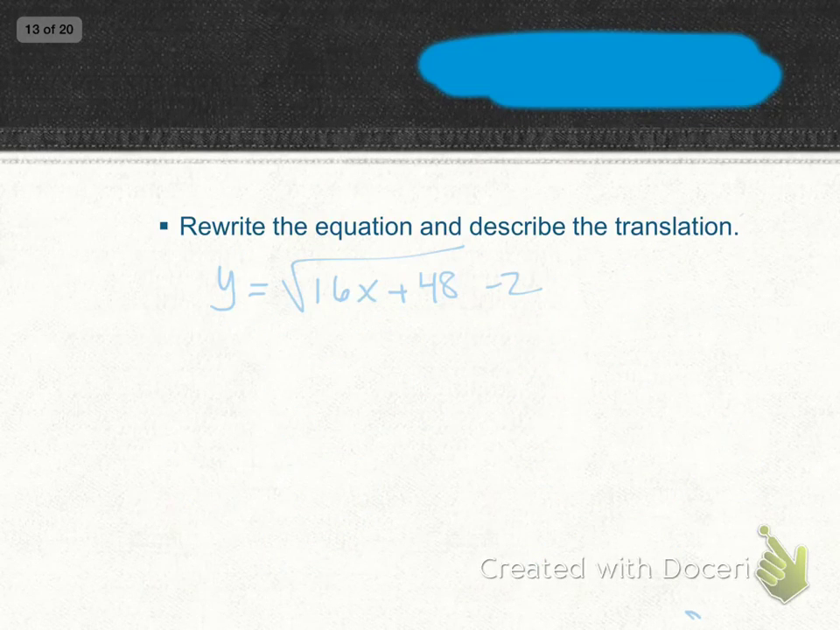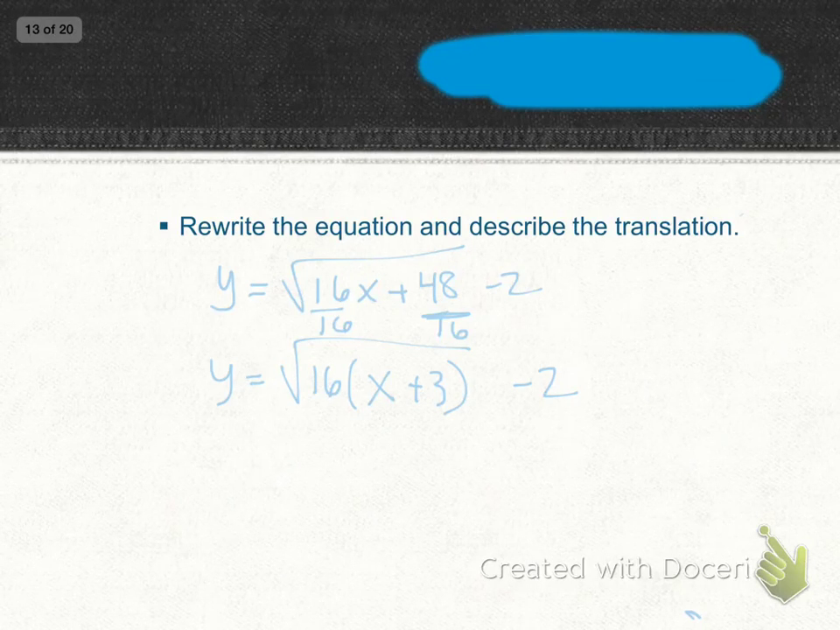Okay, rewrite the equation and describe the translation. So we want to rewrite this so that if I were to graph it, it's not gigantic here. So I find a GCF. Normally it's going to be whatever's in front of x, which it is. So if I divide both by 16, I put it in front of my parentheses. 16 divided by 16 is 1. 48 divided by 16 is 3. And I still have this minus 2.